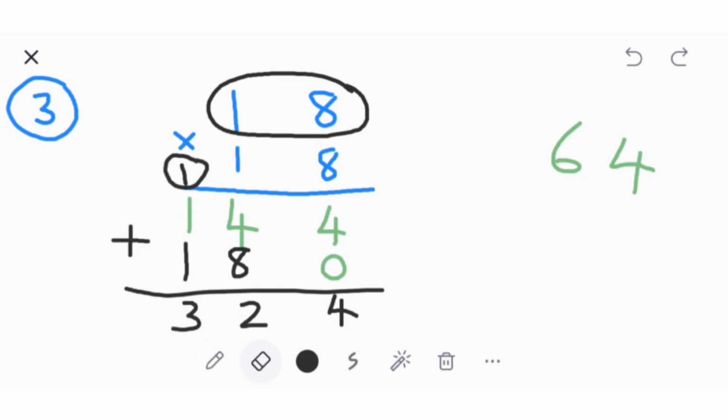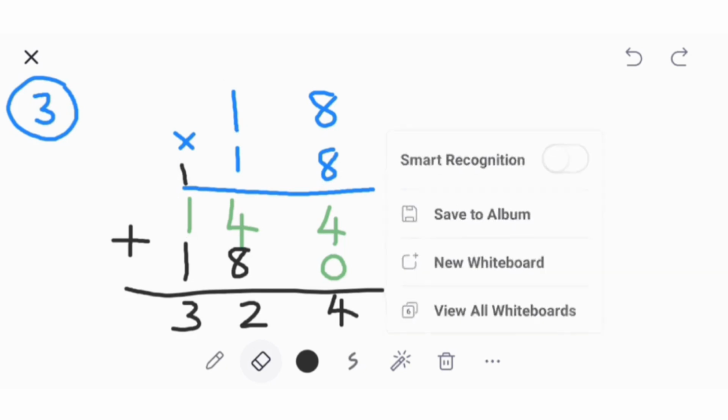So the answer is 324. It's easy, isn't it? Very easy. Let's look at another one.